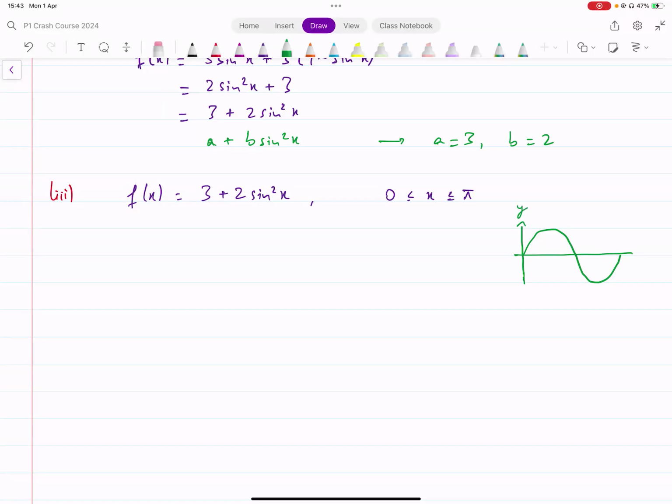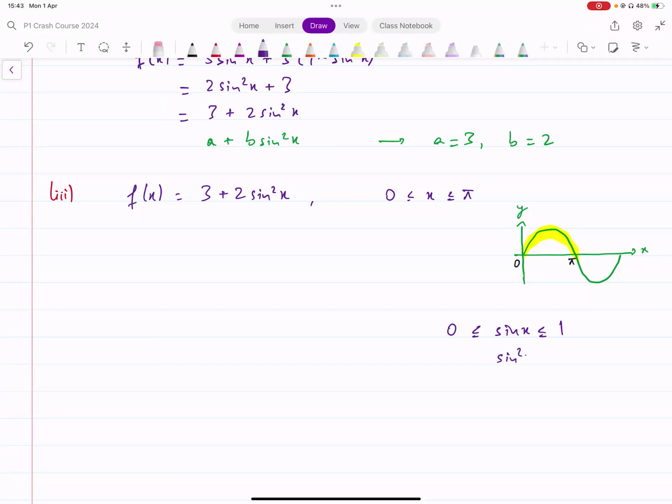This is y, this is x. Only this part is valid, from x equals 0 to x equals pi. Now, what's the least and greatest value of sine x in this interval? You can look at the graph. The lowest value is 0 and the highest value is 1.